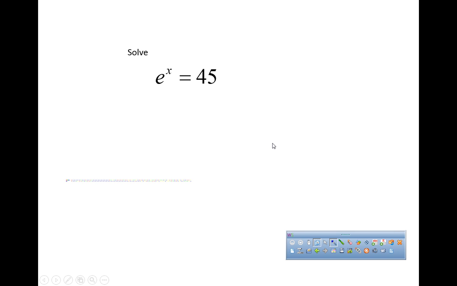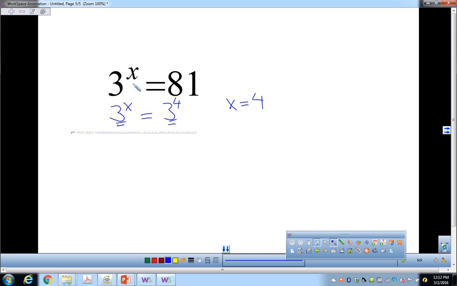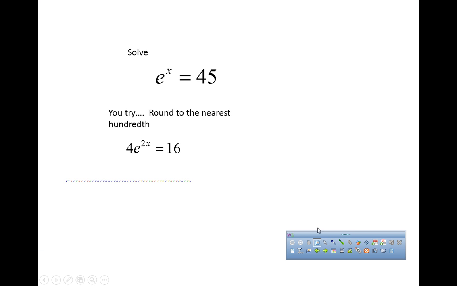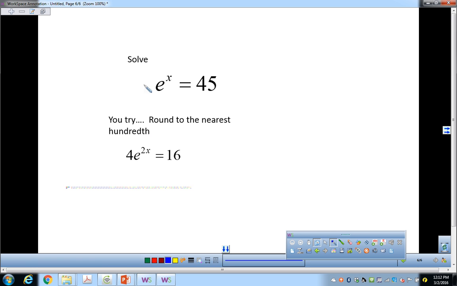So you can log both sides. You can natural log both sides. You can take the natural log of that, and natural log of e to the x is just equal to x. So x equals natural log of 45.